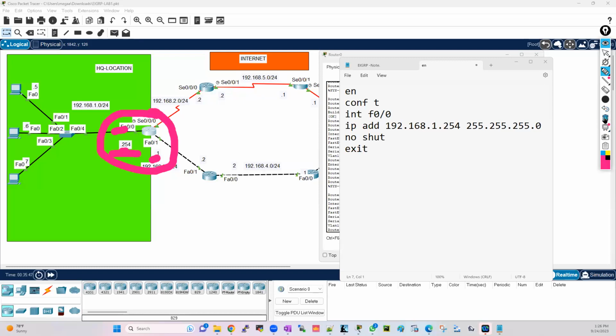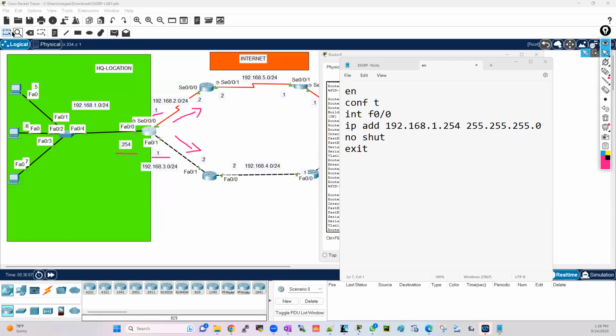If the traffic is coming from inside, let me make this small. Traffic is coming from inside, it's going to hit this one. If it's going this route, it's going to hit this one. If you're coming this route, it's going to hit this one. Is it clear? Yes, sir.